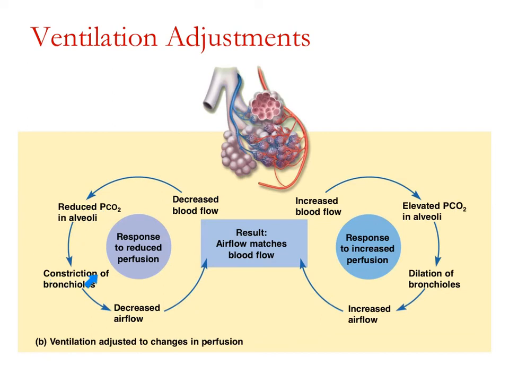So we constrict our bronchioles by causing contraction of the smooth muscle around them, decreasing the airflow to match the decreased blood flow. Okay, let's say this was a temporary issue, and now we've increased our blood flow, so now we have good blood going, good perfusion to an area of the lungs, which is bringing in more CO2. So the partial pressure of CO2, the concentration of CO2 has increased in the alveoli.